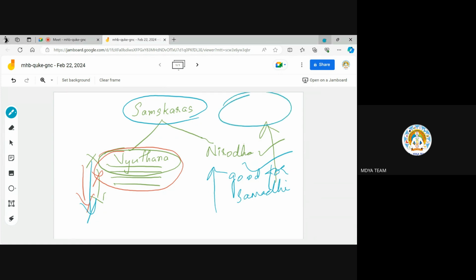The karma feeds the samskara. Whatever we do leaves an impression on the mind. Yes or no? Whatever karma, does it leave an impression on the mind?